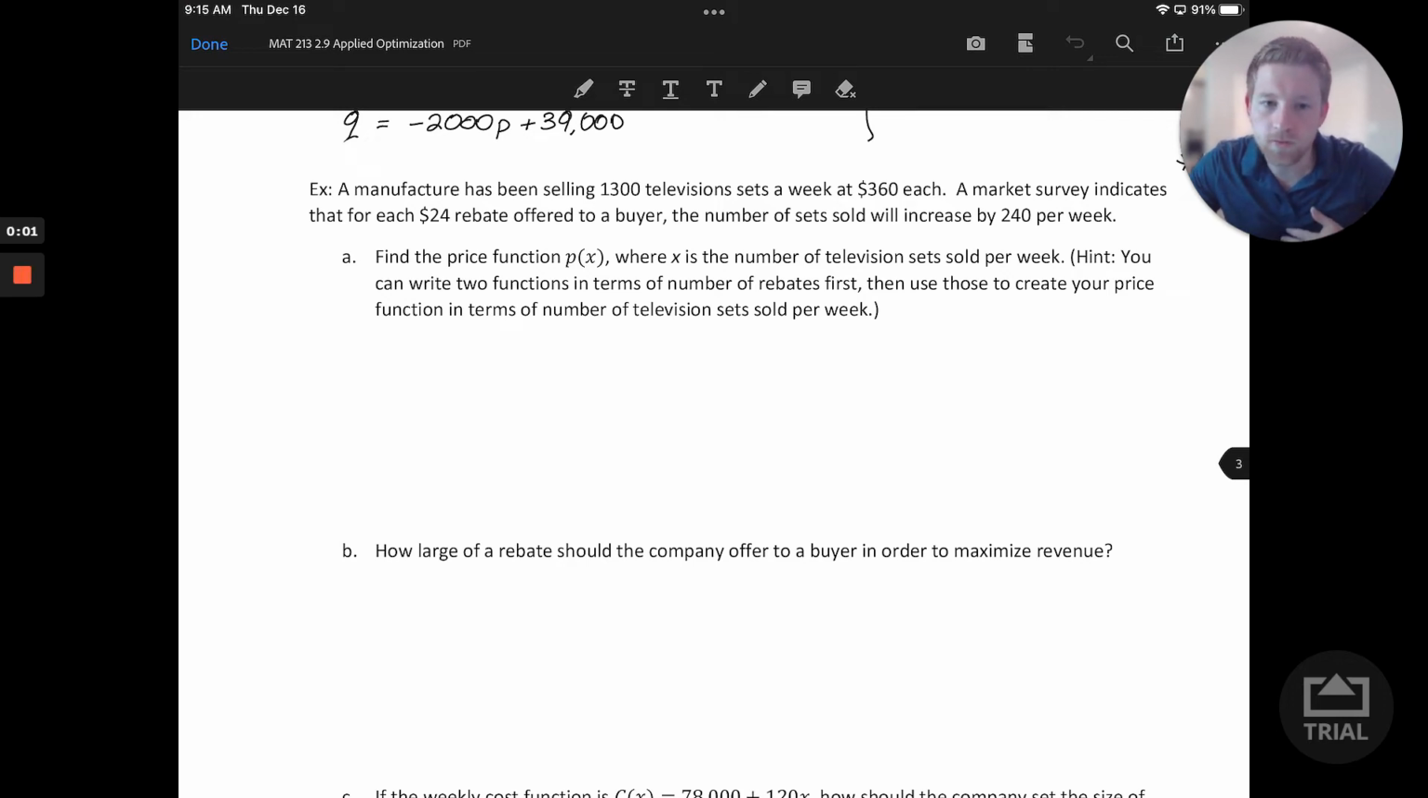Welcome. In this video, we will take a look at a few more applications with our optimization section. Let's jump into the first example.